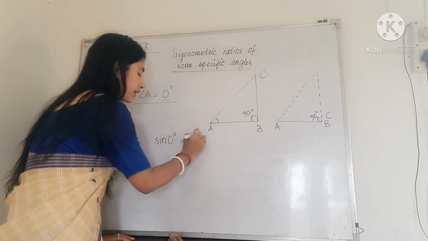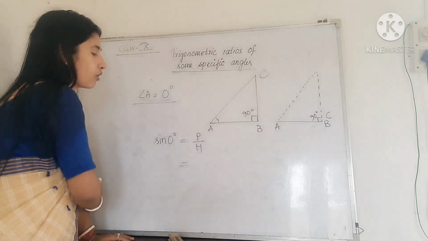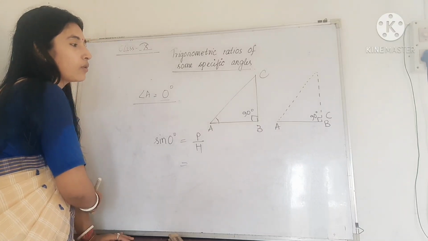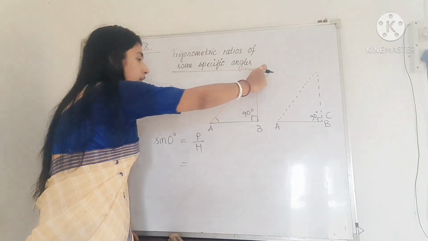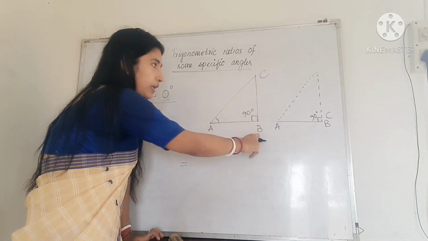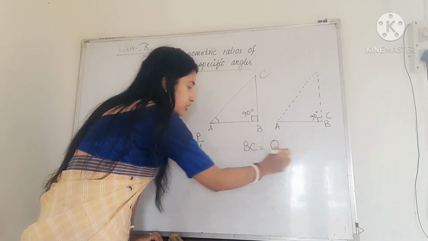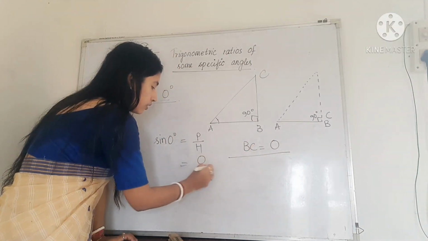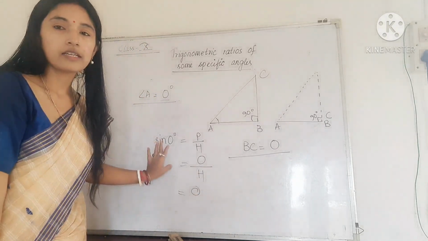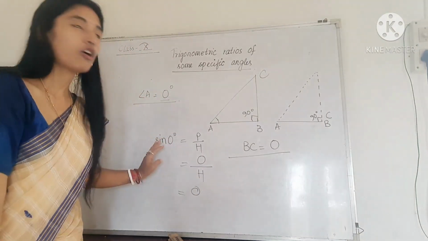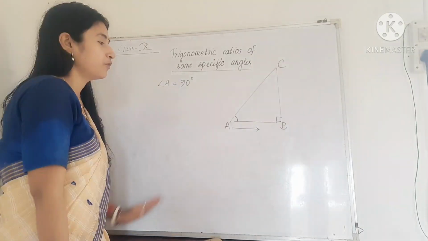We know sine is equal to what? Perpendicular by hypotenuse. So here perpendicular is not there. Perpendicular is the length of BC, but here you can see C is coinciding with the point B. That means the length of BC will become what? It will become 0. So 0 by hypotenuse is 0. Like this way you can find the value of other trigonometric ratios also, like cos 0 degree.